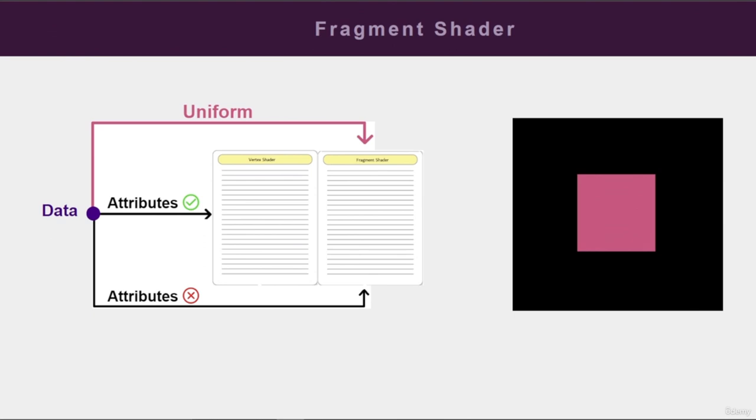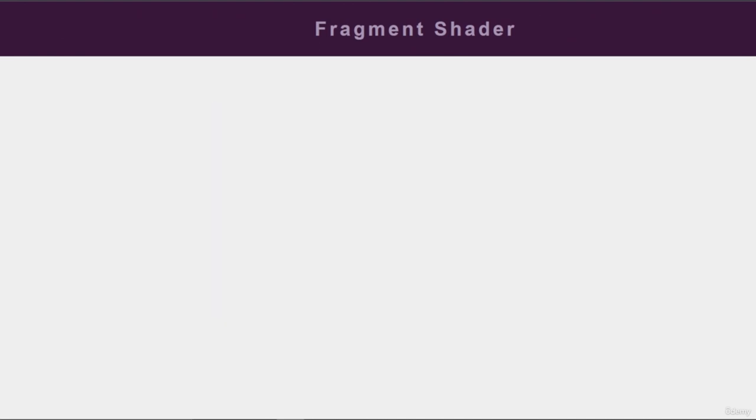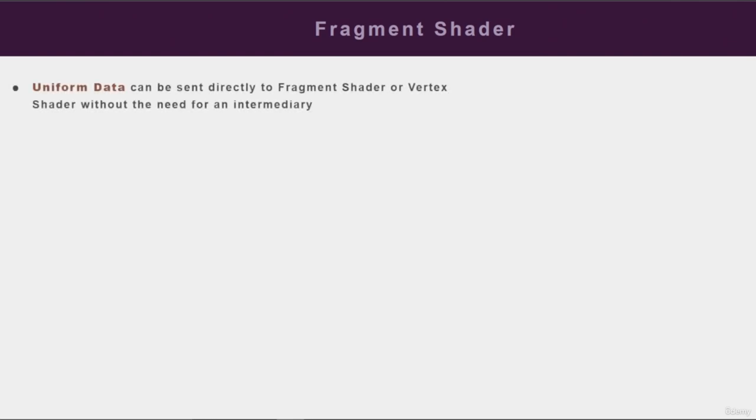If we want to use the attribute data in the fragment shader, first, we have to send the attribute data to the vertex shader program as attribute data, and then we send it to the fragment shader as varying data. Okay, so the bottom line of the lesson is that if the data is uniform, then we can send it directly either to the vertex shader or to the fragment shader. But in case the data type is an attribute, then we can send it directly only to the vertex shader.